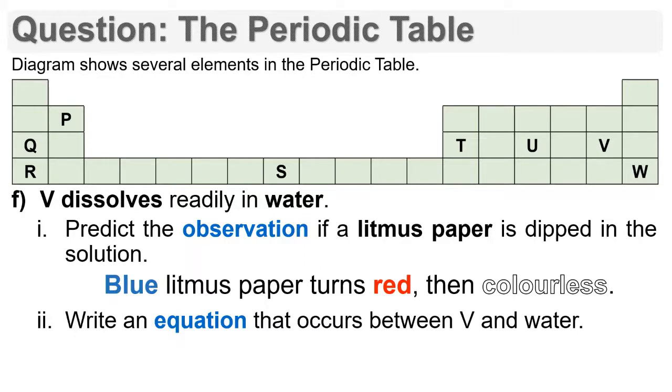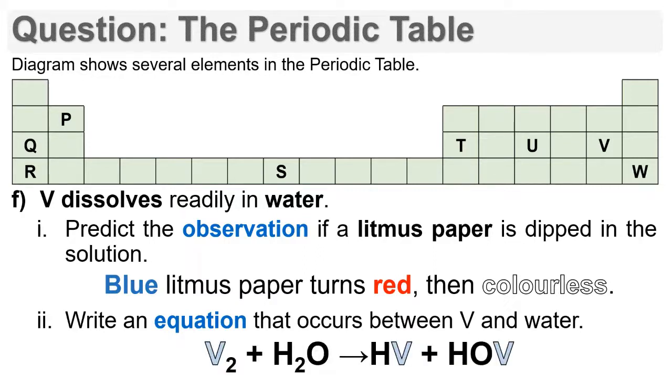Part 2. Write an equation that occurs between V and water. Halogen exists as diatomic molecules. Therefore, V2 reacts with water H2O to form 2 types of acids, HV and HOV.